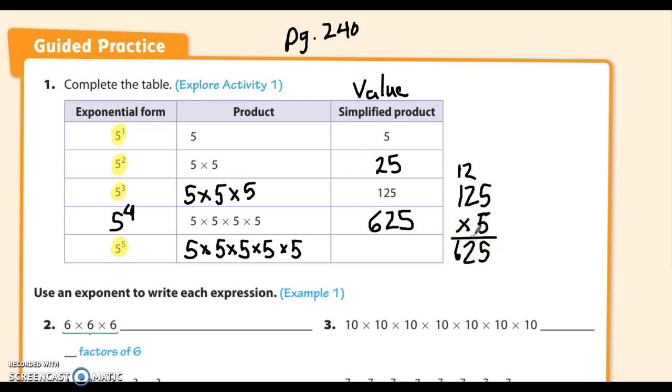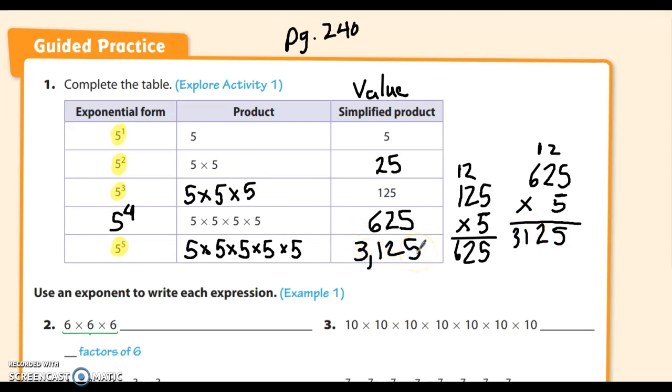And the last one's going to be 5 times 5 is 25, times 5 is 125, times 5 is 625, times 5 is... I need to do that one. It's right here. 5 times 5 is 25. 5 times 2 is 10, plus 2 is 12. 5 times 6 is 30, plus 1 is 31. 3,125. Okay, good job.